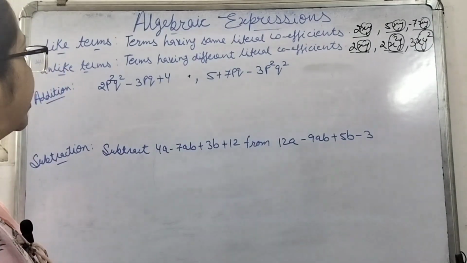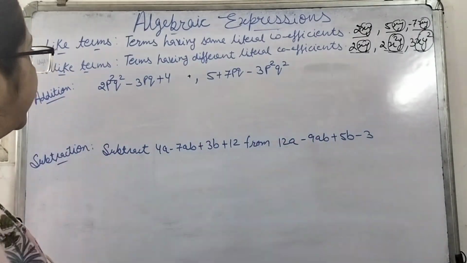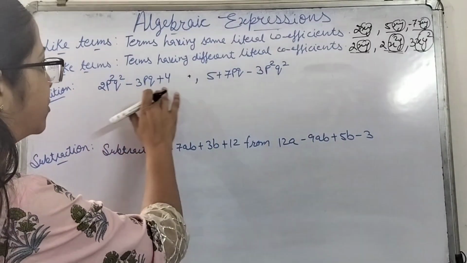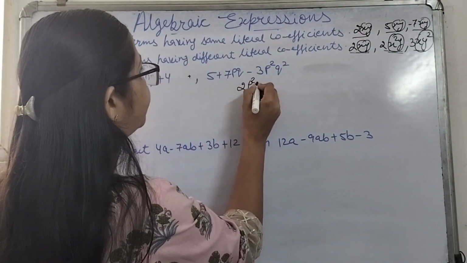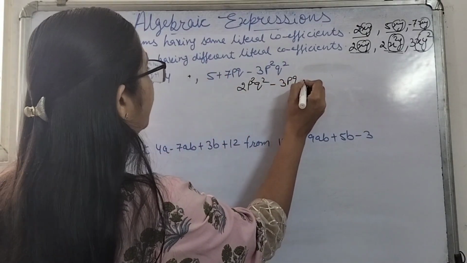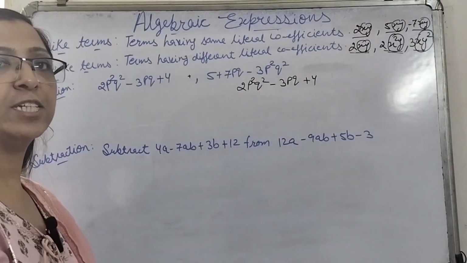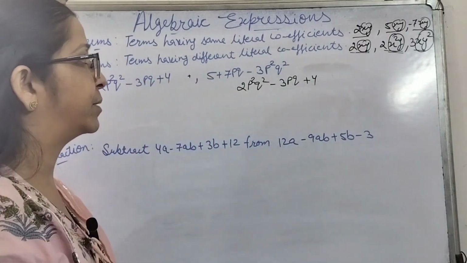So what we will be doing is, we can make the columns even. First of all, we will be writing one of the algebraic expressions. I am writing it over here: 2p square q square minus 3pq plus 4. This is one of the algebraic expressions we have written. Now we have to add this algebraic expression with this algebraic expression.